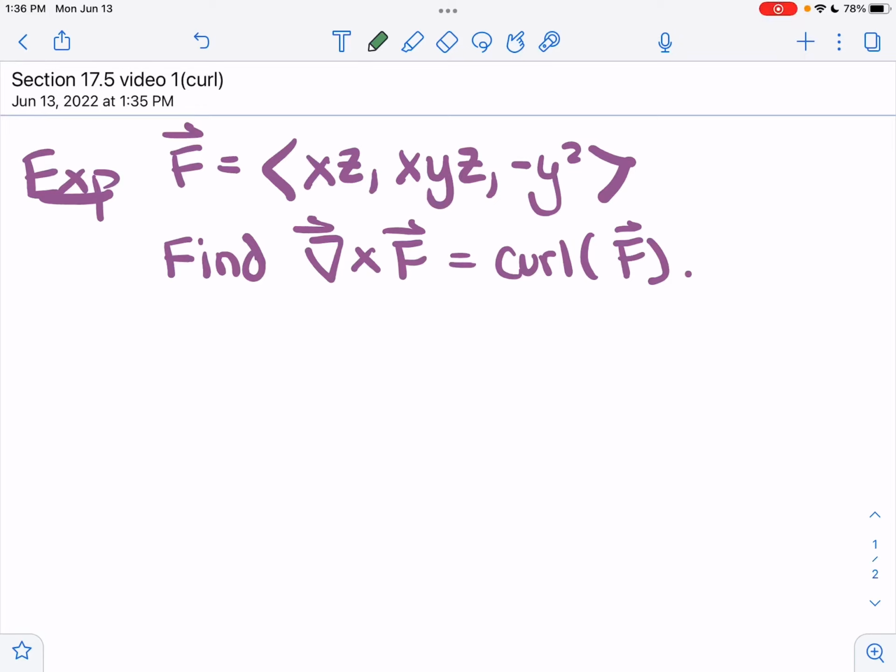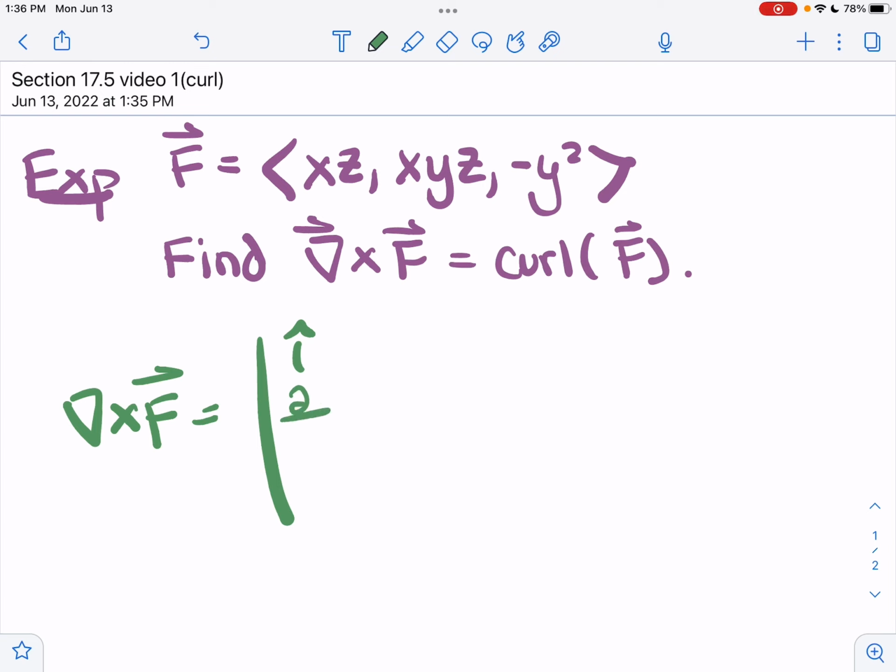I'm going to show you how to take a curl of a vector field. We have a given vector field here and we'd like to find the curl. The curl definition is awkward. It's hard to remember, it's difficult. This is how people typically deal with curl. So here's the thing we saw from the definition.